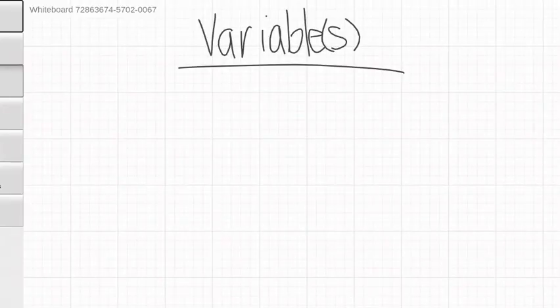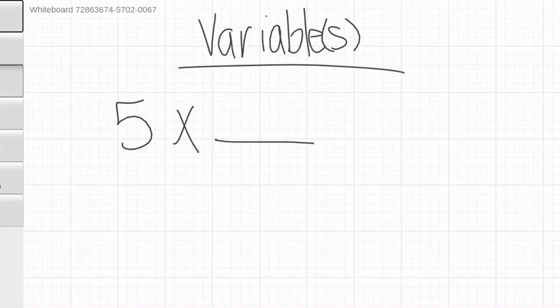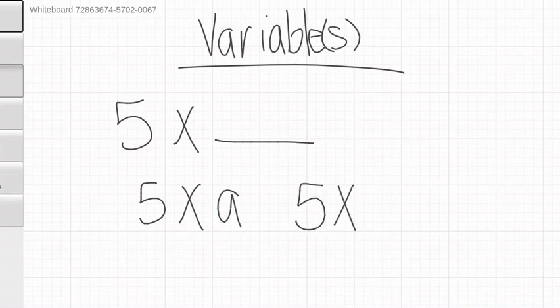The first basic is variables. Variables are letters that are placed in a spot where an unknown number is supposed to be. So, for example, if it was 5 times something, then that would also be 5 times A, or 5 times F, or even 5 times X. You get it.